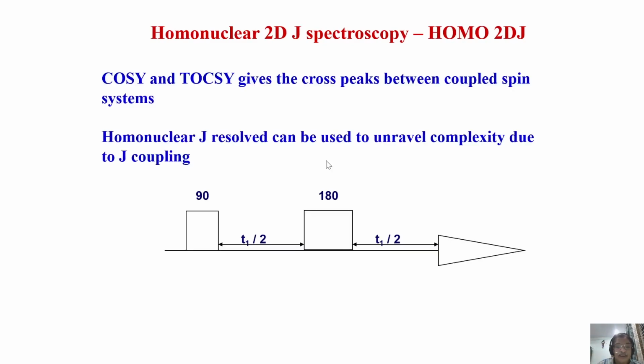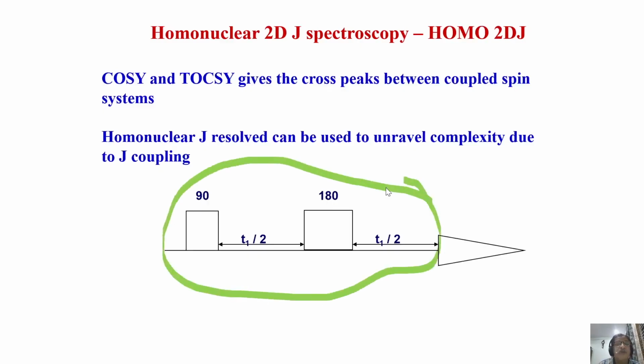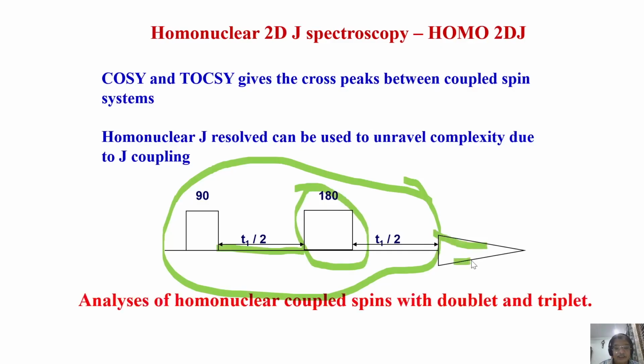See, in this case, it is simple like a spin echo sequence. How the spin vectors behave, we understood this by vector diagram long back. This is a pulse sequence. You have a 90-degree pulse, and then we have a time delay t1 by 2. At the mid of the t1 period, you apply a 180 pulse, and then after the t1 period, you start collecting the signal. So this is a simple homonuclear 2D J-resolved spectrum.